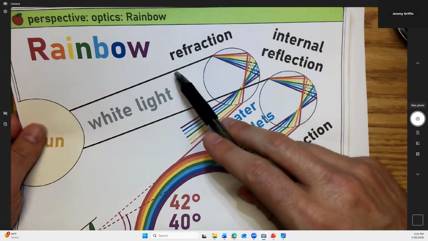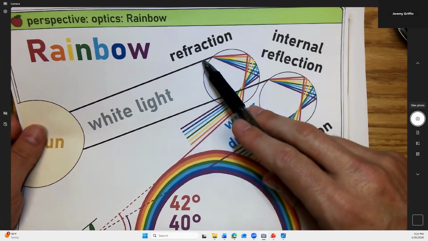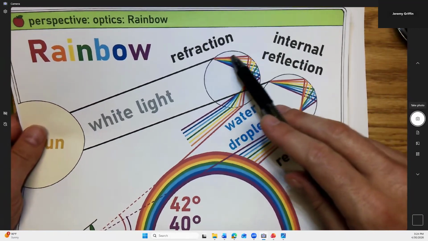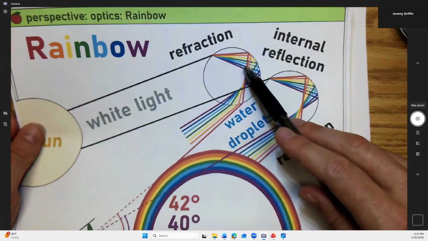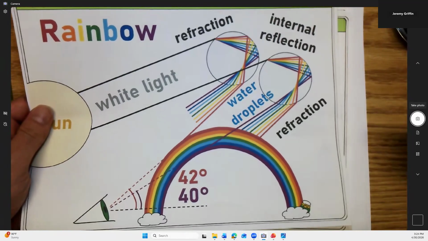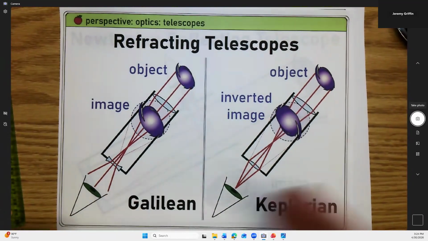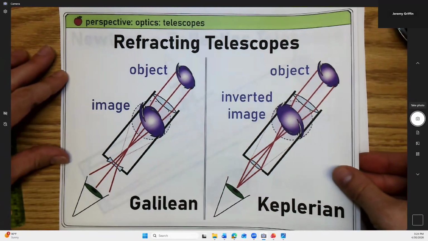If you've got some regular white light coming in, every time it refracts, it's going to spread out a little bit. Every wavelength of the light refracts a little bit differently. So the colors spread out. That's what chromatic aberration is. The colors spread out, so you can't get exactly a nice crystal clear image of what you're trying to see.